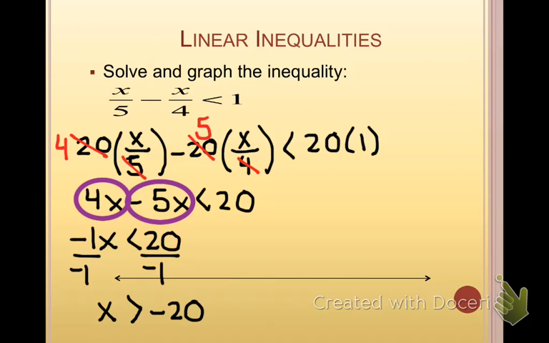Remember, because the number I was dividing by was negative, that is why my sign flipped there. So let's throw -21, -20, -19, -18, -17 on my number line. Am I going to have an open circle or a closed circle? If you were thinking open circle, you're absolutely correct. And I am going to shade to the right this time.